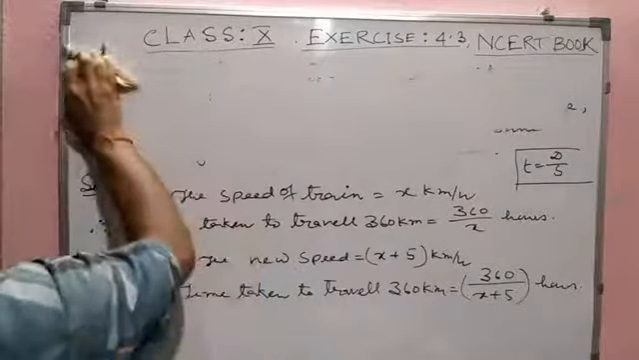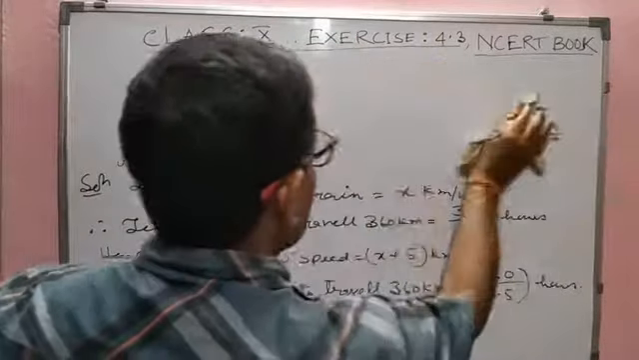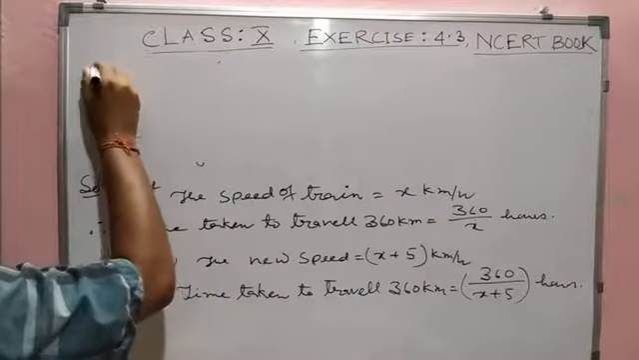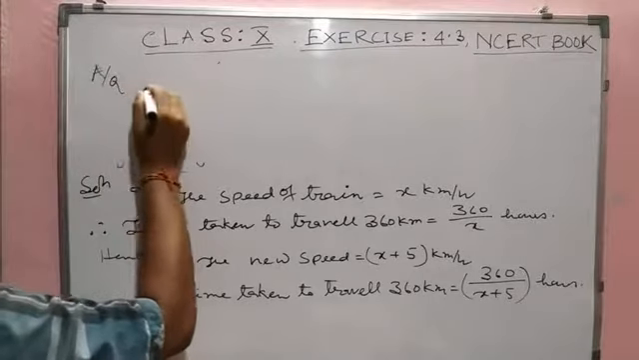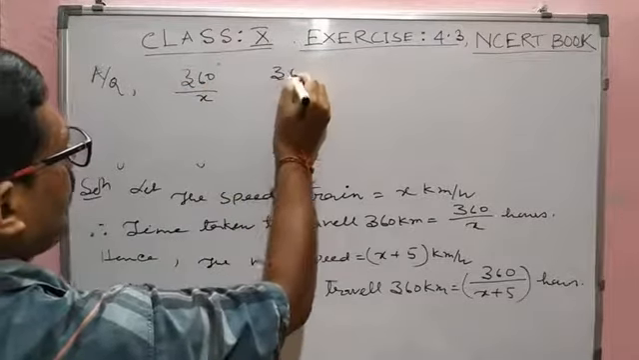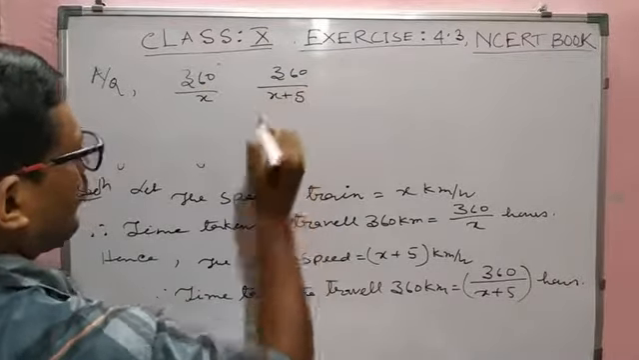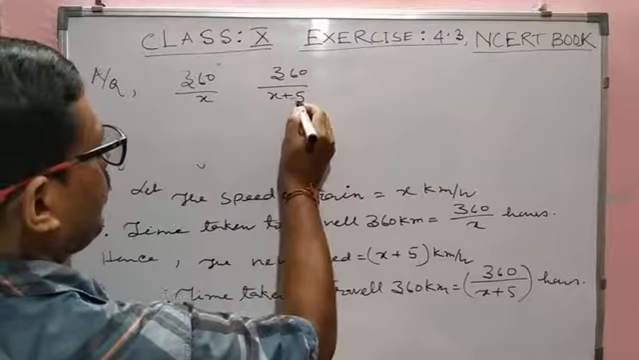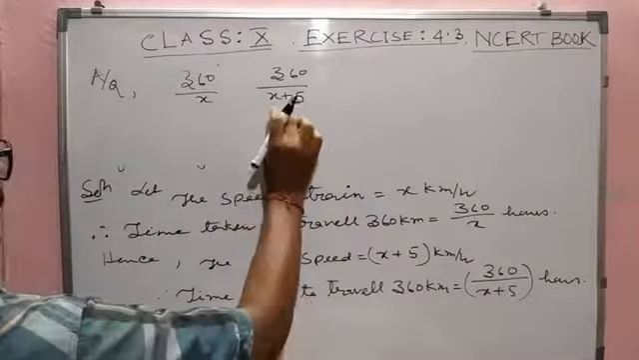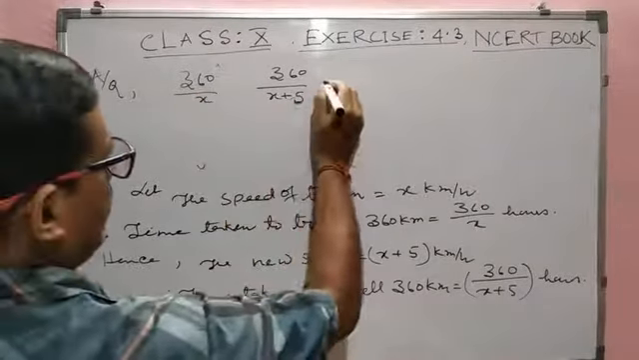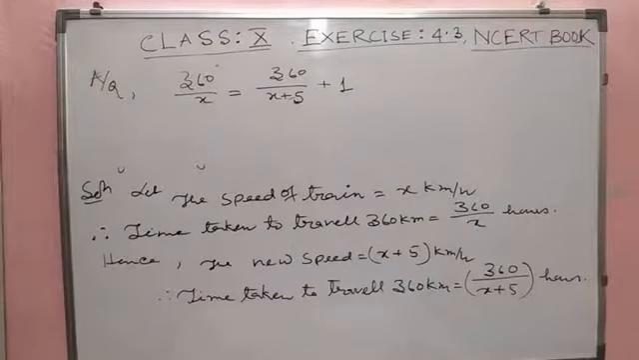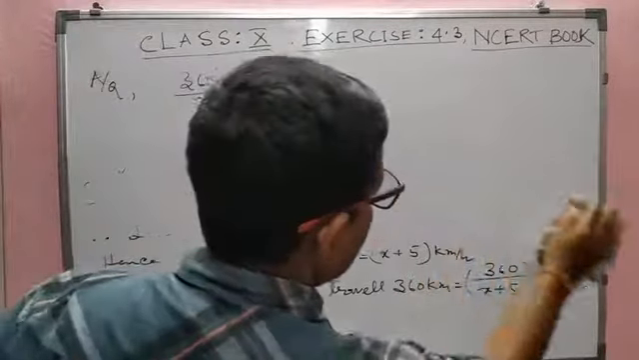So according to the question we get, this is the original time and this is the new time. So according to our question, time taken in the second case is 1 hour less. That means here 1 hour less, here 1 hour more. So let us take here 1 plus, so we get these two equal. So this is the equation. Now let us solve this equation.